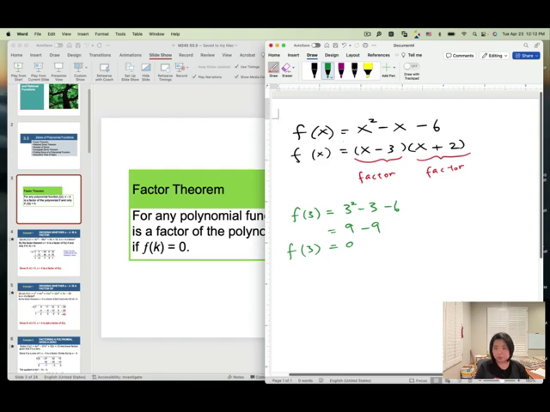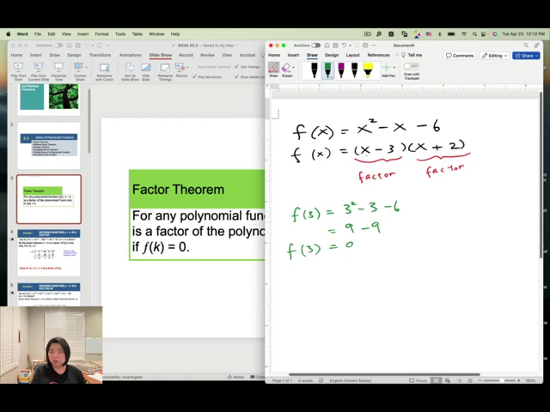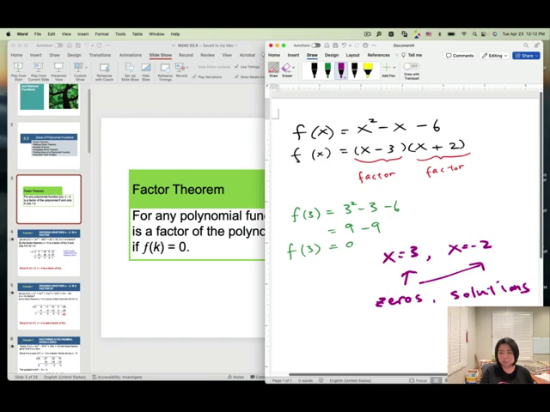One more time. I have the polynomial, and you could factor it into x minus 3 times x plus 2. These two are called factors. And x equal to 3 and x equal to negative 2, we call these the zeros, or you could call them the solutions of f of x.